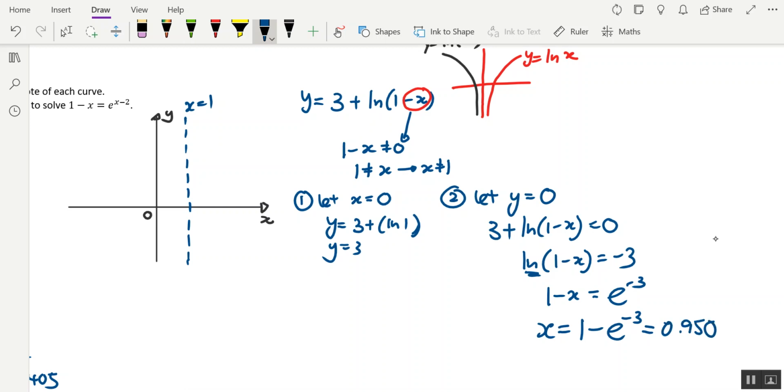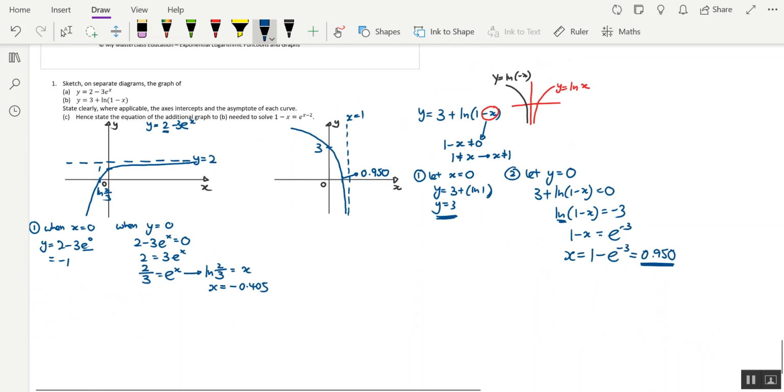So now you can sketch already. You have the two important things that are given to you. One is it cuts y equals 3 on the y-axis and x equals 0.950 on the x-axis. Again, you start very close to the asymptote, you go up, and you turn towards the negative x region. This is 3 and this is 0.950, and this is how you sketch your two graphs.